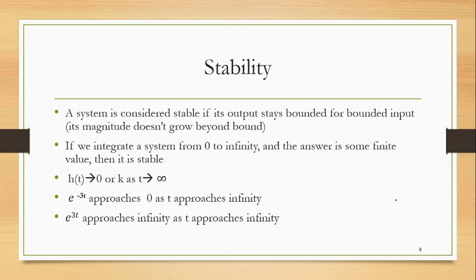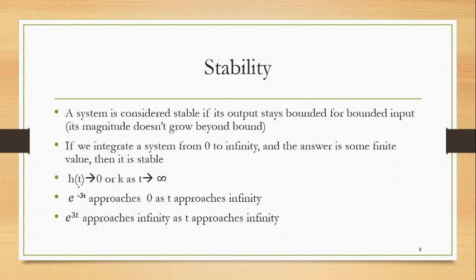The third property of systems is stability. A system is considered stable if its output stays bounded for bounded input. It means that its magnitude or amplitude does not grow beyond bound. For example, if we integrate a system from 0 to infinity and the answer is some finite value, we say that the system is stable. Fine.